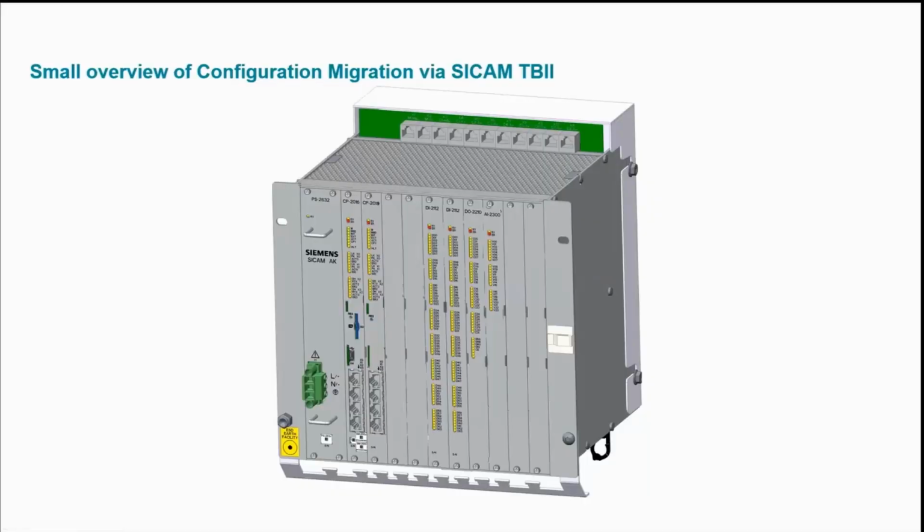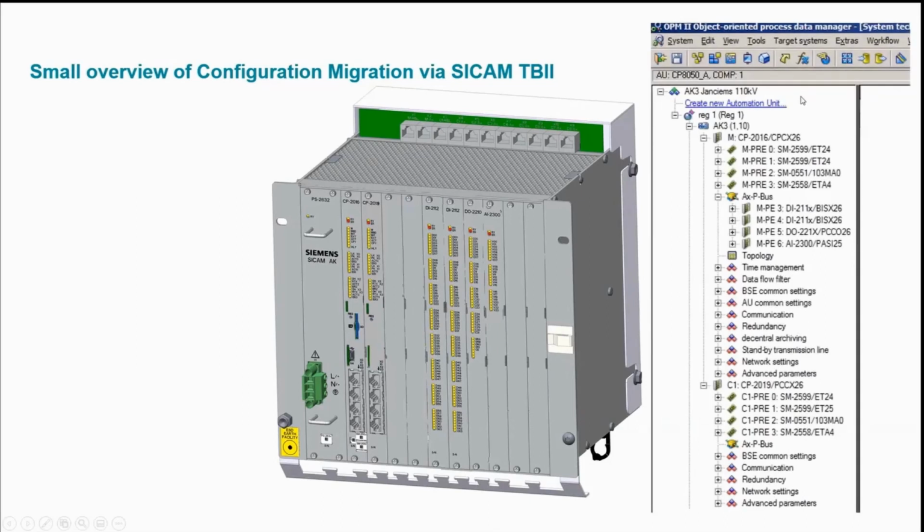So let's do this exercise based on this example where we have one RTU, one SICAM AK3, which has the configuration in Toolbox. So you should start by having this backup, this configuration, this you need for your migration. And then you need to consider what you have. So in this particular example, we have one CP 2016 main CPU.